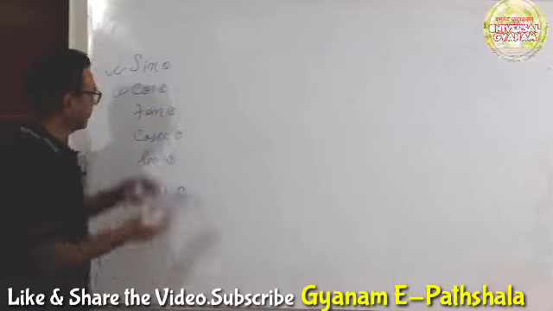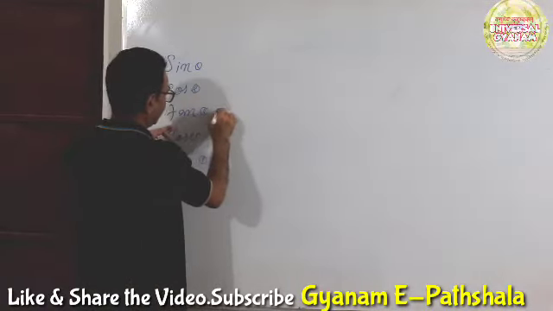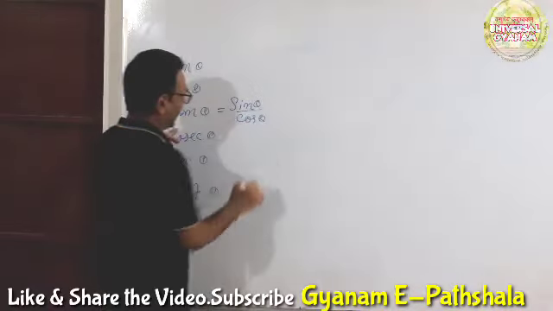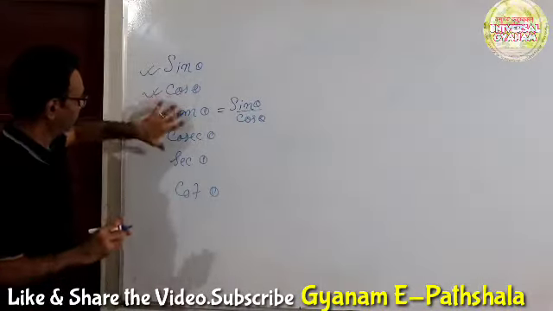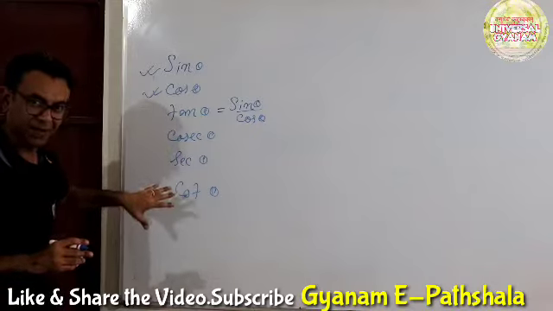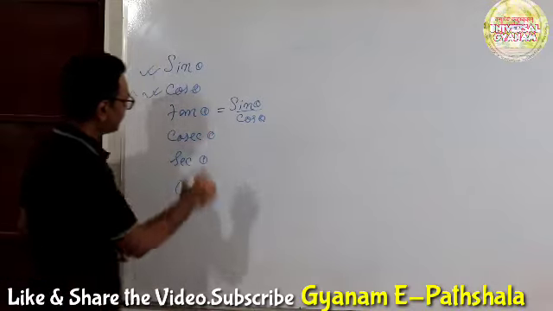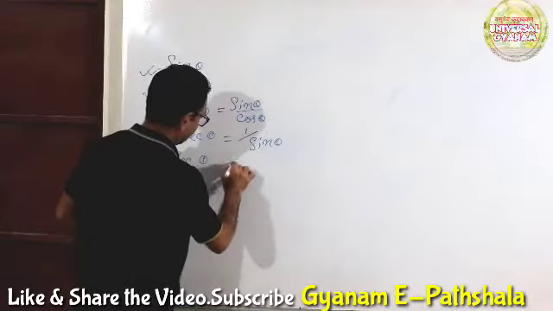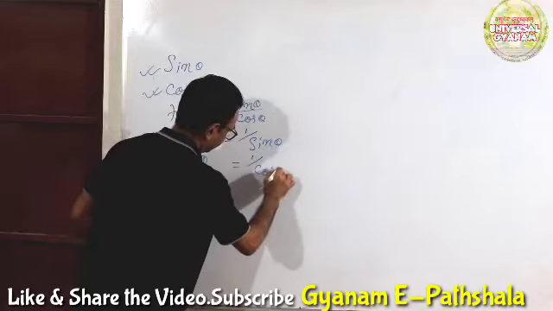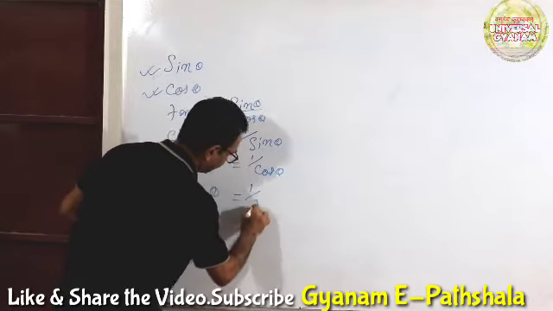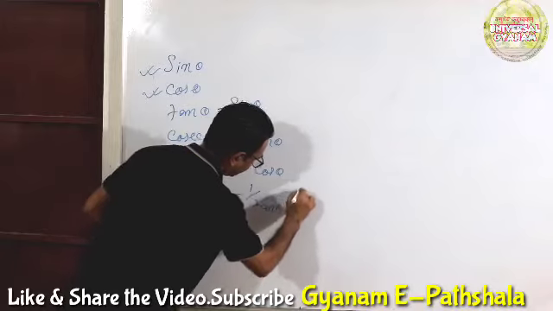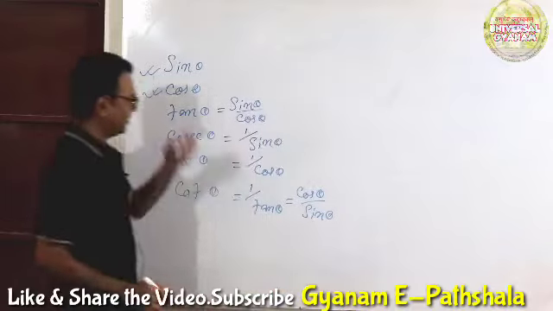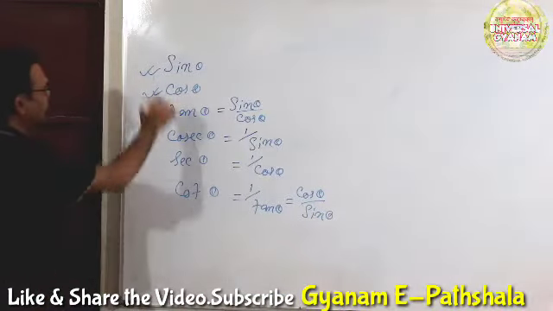Next, what do I know? I know tan, because tan is simply sin theta by cos theta. So everything is being done by sin and cos. The rest of these things are coming out of sin and cos. Cosec theta is 1 by sin. Sec theta is 1 by cos. And cot theta is 1 by tan, which is also equal to cos by sin. So everywhere you get either sin theta or cos theta. So just remember sin and cos.